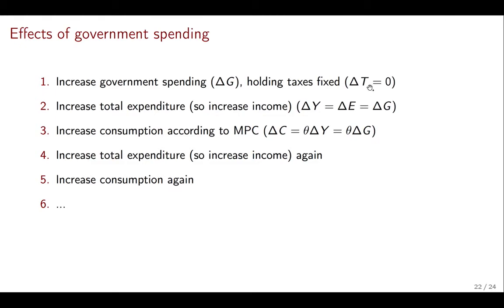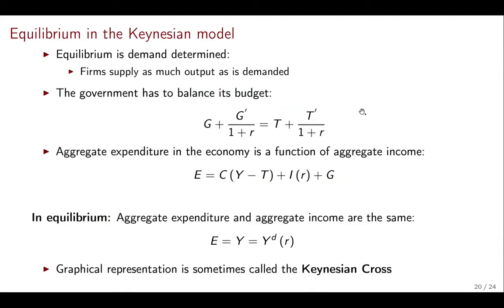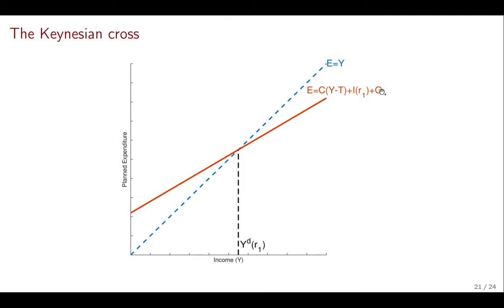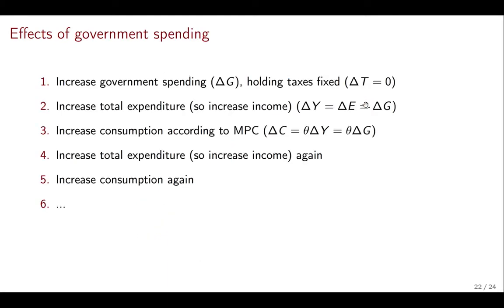Holding taxes fixed. So we're going to hold current taxes fixed and increase government spending. That's going to increase total expenditure, and thus it's going to increase income right away, one for one. I'm sorry to be going back and forth. I just want to make sure that you see it. Government expenditure affects expenditures one for one. Okay, so we have this first effect.